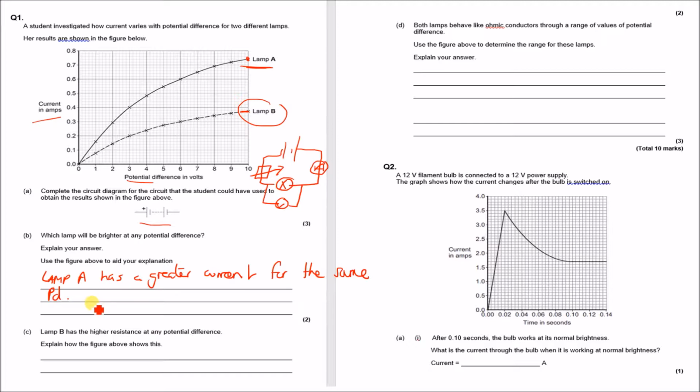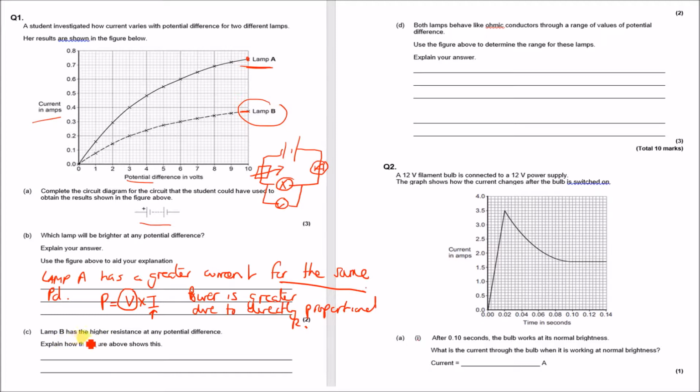Well, it's brighter because of the amount of power that's going through the bulb, and power is equal to voltage times current. And here we've clearly got the same voltage we just talked about for the same PD. So if this is the same and the current is greater on lamp A, then the power will be greater, because this is a directly proportional relationship. So the second part is saying the power is greater due to the directly proportional relationship. I'll put an R for relationship. Okay, and that's based on this equation.